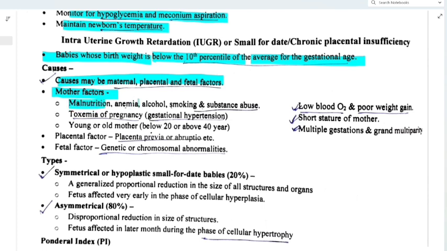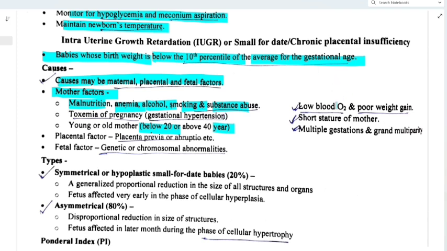That is malnutrition, anemia, alcohol, smoking and substance abuse. If the mother is having malnutrition, if she is anemic, if she is taking alcohol or has smoking habits, then substance abuse, all these points can be a risk factor. Then toxemia of pregnancy, that is gestational hypertension. Then young or old mother, that is below 20 or above 40 years. If the mother is below 20 years or above 40 years, in both cases there is a chance of IUGR or intrauterine growth retardation.